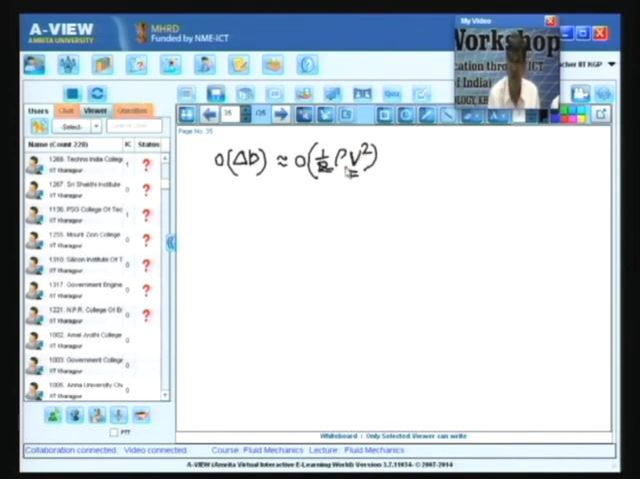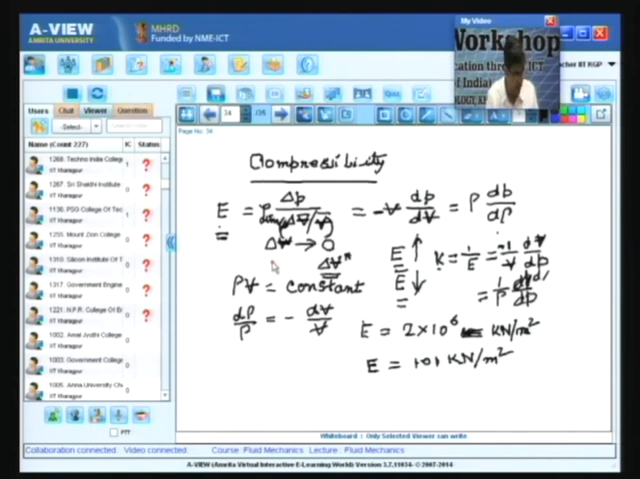Now you see from your note, as I told earlier, just go to the earlier. So this delta P, from this definition here, is E into delta rho by rho. If you connect with E, it will be E into delta rho by rho, from this definition.